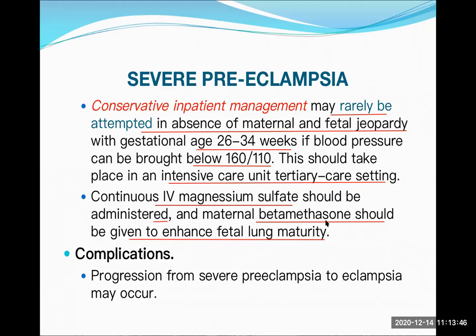If surfactant is not there, those alveoli will remain collapsed. They don't open up, and without them opening up, there is no gas exchange. So after the birth of the baby, it can result in respiratory distress syndrome, also known as hyaline membrane disease. That's why betamethasone and dexamethasone are important drugs in case of premature baby, but they should be given before the delivery. Regarding the complication, progression from severe preeclampsia to eclampsia may occur. We already talked about this.